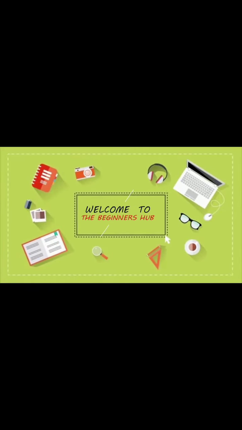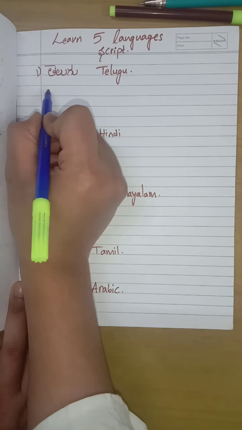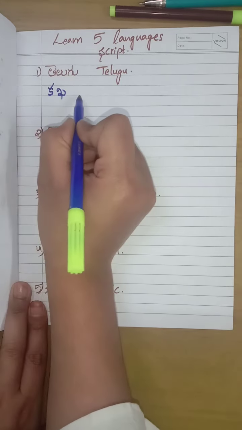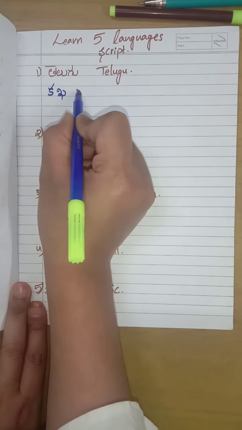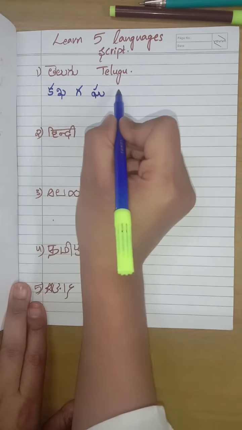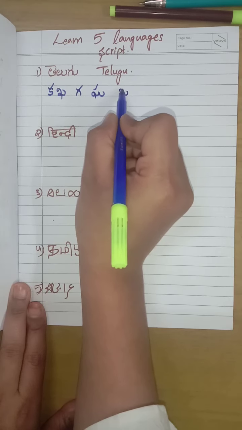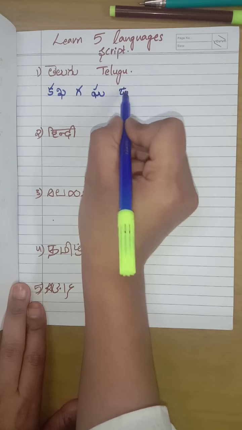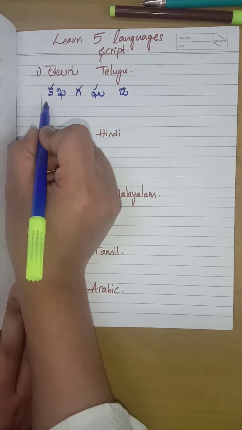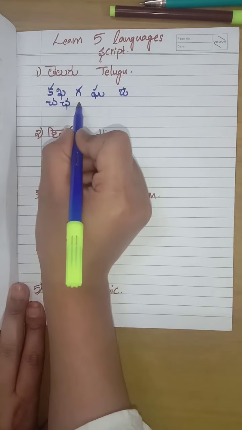So in the previous video we have learned about the 5 languages' script. We have completed vowels. In Telugu, vowels are named Achulu, and now we are going to learn about consonants. In Telugu they are called Hallulu. First letter is Ka and second is Kha. First letter is pronounced lightly, Ka, Kha, Ga, Gha, and the last letter is Nya.